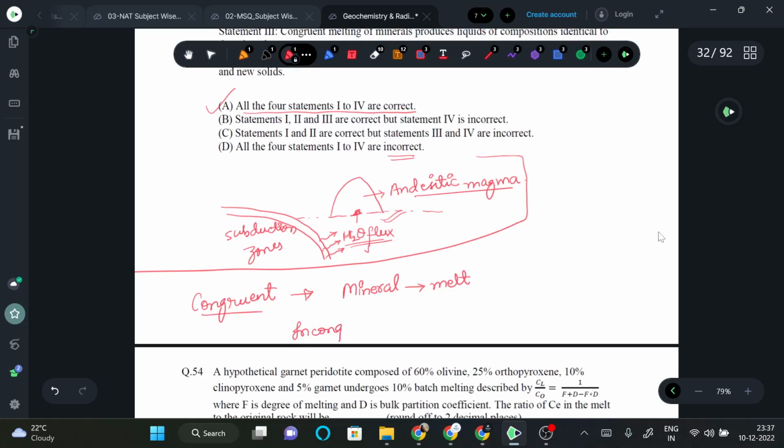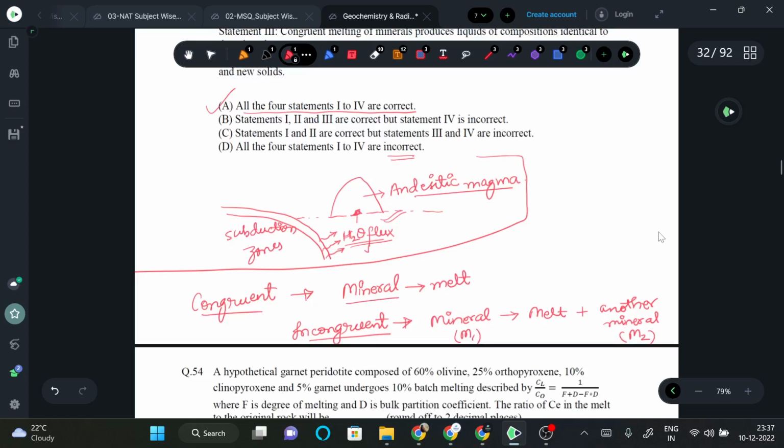In incongruent melting, mineral produces a melt plus another mineral. So another mineral is formed, but melt is left out. So this is M2, this is M1. This happens in incongruent melting.